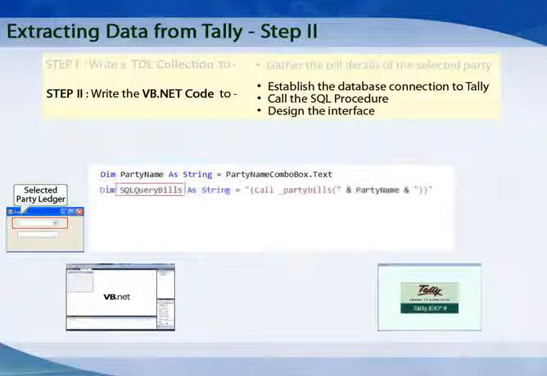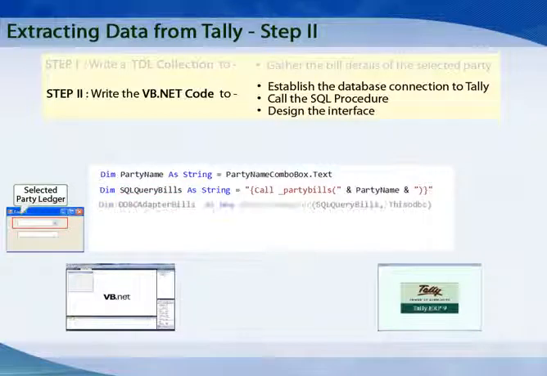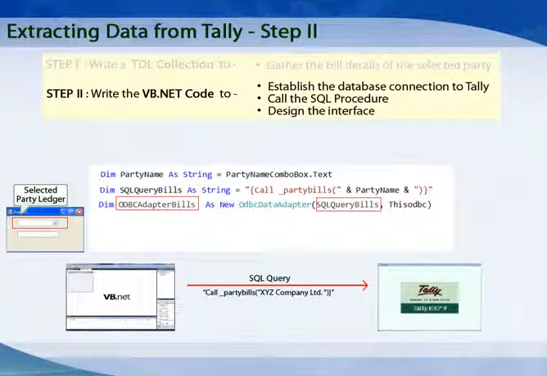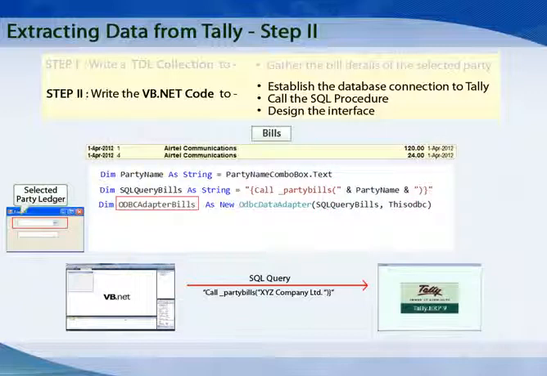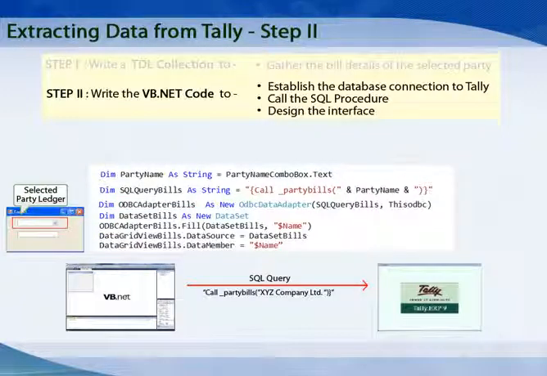A variable sqlQueryBills is declared to call the procedure. An object ODBCAdapterBills is declared, which sends the SQL query to Tally using the connection object thisODBC. After this, all the bills pertaining to the selected ledger will be set within the object ODBCAdapterBills. A new data structure DataSetBills is created, and the method Fill is called from the object ODBCAdapterBills. Then, the data source for dataGridViewBills is set to render the bills fetched.